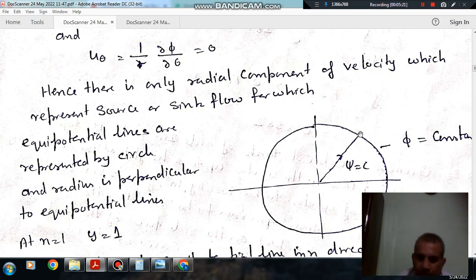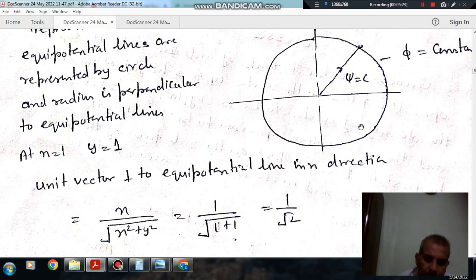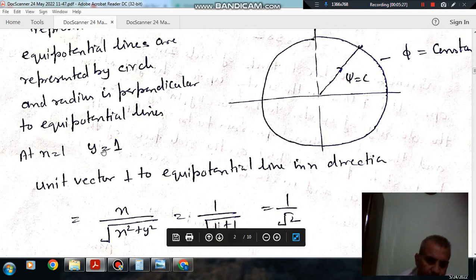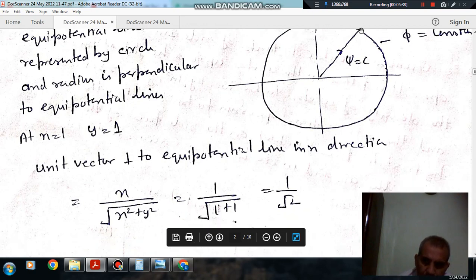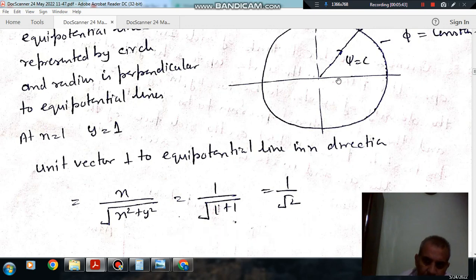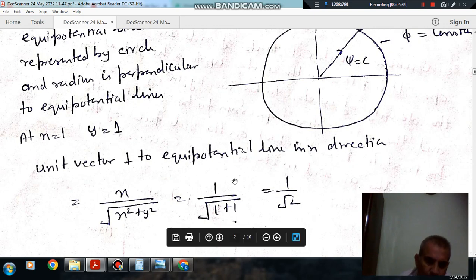If the point on the equipotential line is (1, 1), then the unit vector perpendicular to the equipotential line is found by putting x equal to 1, y equal to 1, and the magnitude of this vector is the square root of x squared plus y squared. So the magnitude comes out as root 2, and the unit vector is 1 by root 2. So the answer is 1 by root 2.